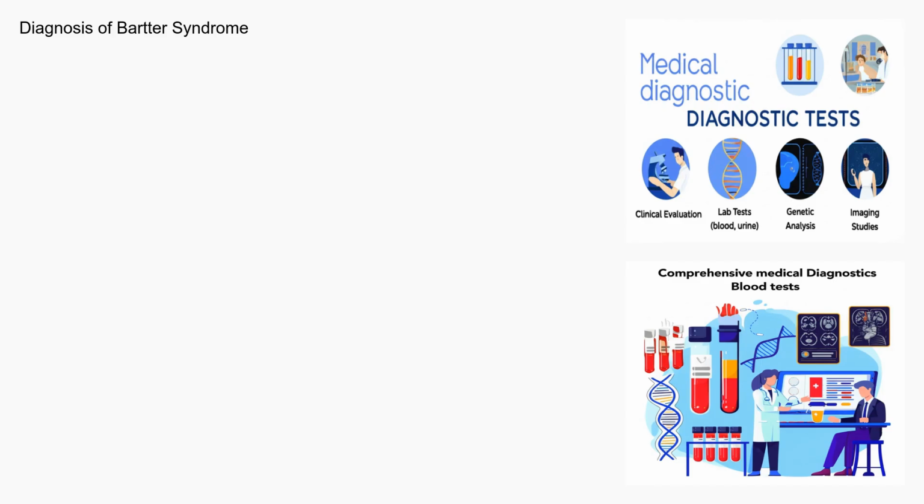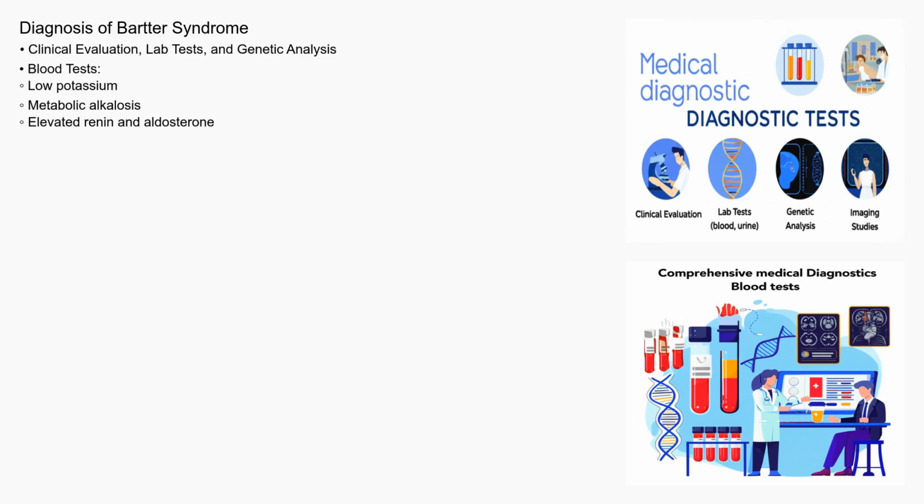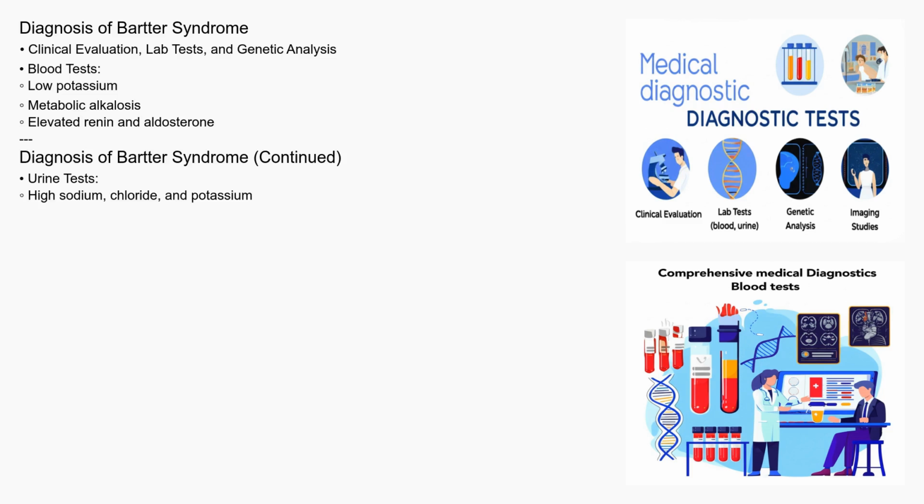Diagnosis of Bartter syndrome typically involves a combination of clinical evaluation, laboratory testing, and genetic analysis. Blood tests will reveal low potassium levels, metabolic alkalosis, and elevated renin and aldosterone levels. Urine tests will show high levels of sodium, chloride, and potassium excretion.